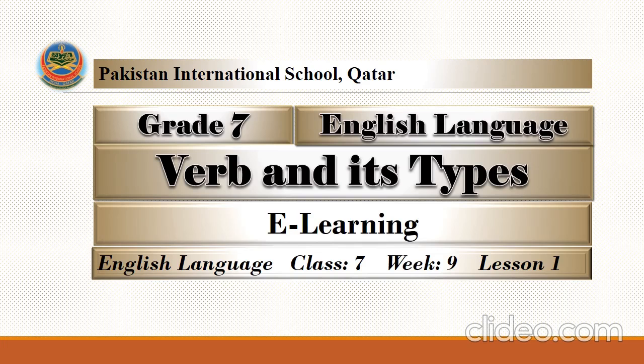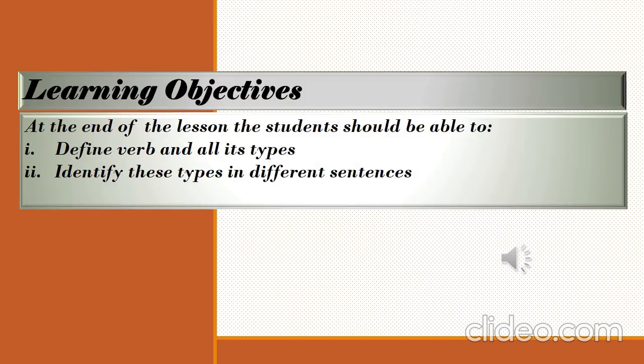Let's start from the learning objectives. The learning objectives of today's lesson. At the end of the lesson the students should be able to 1. Define verb and all its types. 2. Identify these types in different sentences.